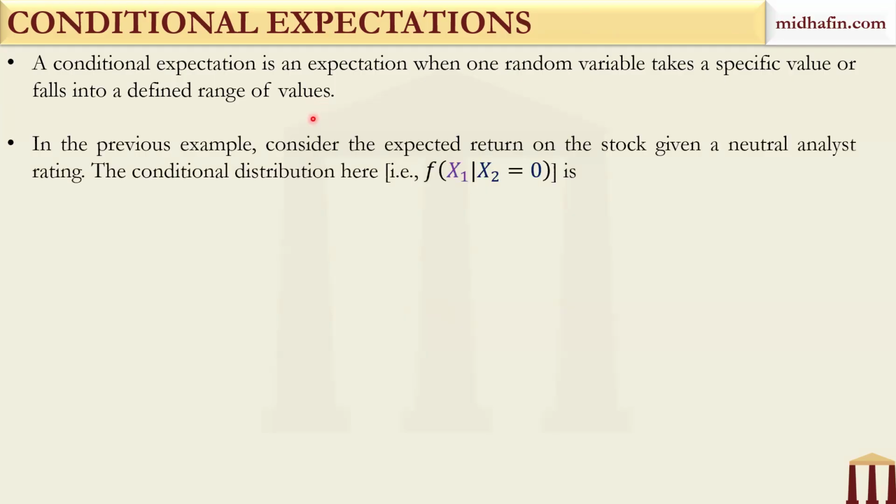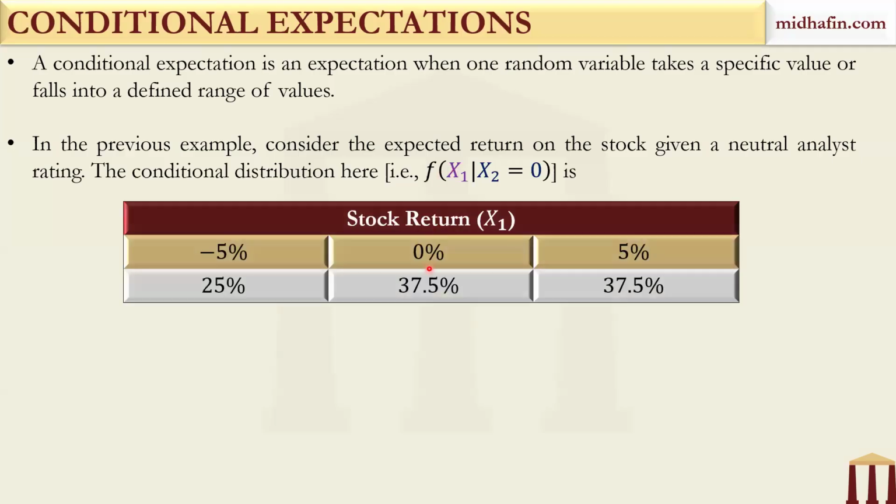So in the same example, the previous example that we have been doing, stock return, analyst rating, we have already found out the conditional distribution. If you remember, given that x2 is equal to 0, what were the probabilities that the stock return may take different values, negative 5%, 0%, or 5%? Do you remember this conditional distribution? These values 25, 37.5 and 37.5? Yes or no? Yes. Okay, great. So based on these probabilities, you simply now find out the conditional expectation.